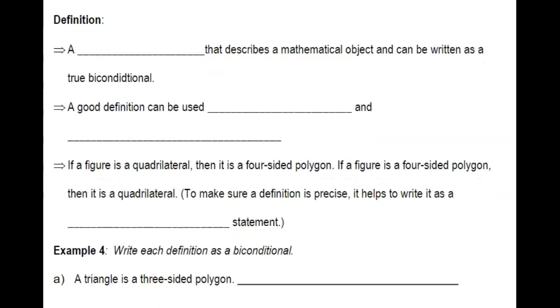Now I want to shift thinking to definitions. This is not a totally different topic, but it is a slight shift in our thinking from the notes today. So a definition that describes a mathematical object can be written as a true biconditional. A good definition can be used conditionally and conversely. For example, if a figure is a quadrilateral, then it is a four-sided polygon. If a figure is a four-sided polygon, then it is a quadrilateral. To make sure a definition is precise, it helps to write it as a biconditional statement.